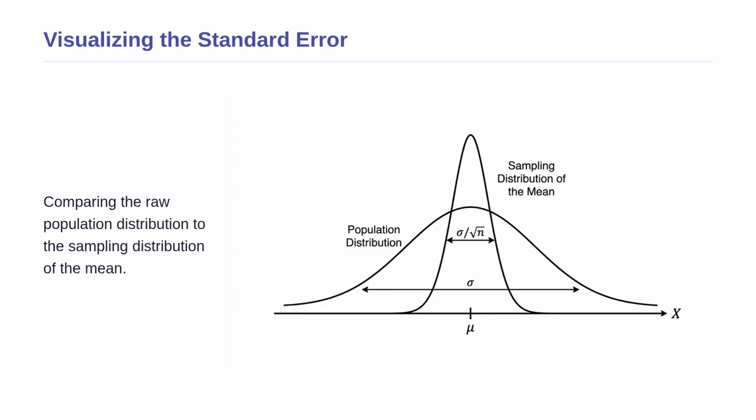This brings us to a powerful visual representation. What you are looking at is a comparison between the raw population and the sampling distribution. The wide curve represents the raw population, showing a lot of natural variation spread out by sigma. The tall, narrow curve inside it is the sampling distribution of the mean. Notice how much tighter it is? This visual tightening is exactly what dividing by the square root of n achieves. It proves why taking a sample average is such a powerful tool for finding the truth.